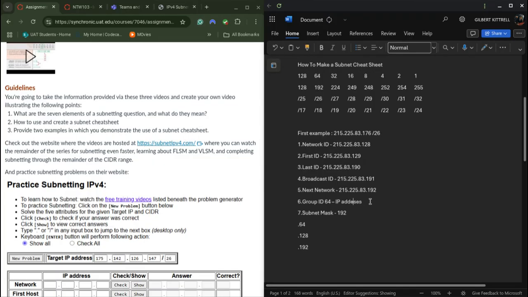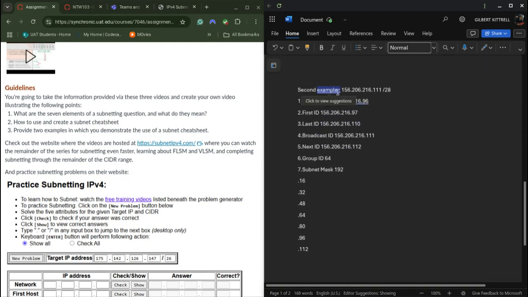And then your subnet mask is 192 right here, and that's how you find that.